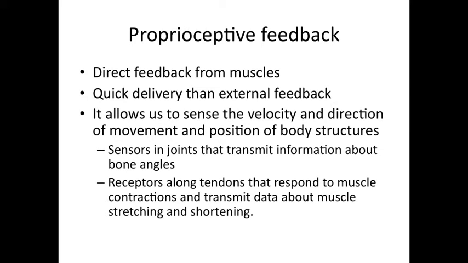There are sensors in joints that transmit information about bone angles. This is specifically the broad structures. There are receptors along tendons that respond to muscle contractions, and they transmit data about muscle stretching and shortening. So let's break this down. It sounds like a lot of physical therapy or sports medicine, where we're talking about receptors, tendons, and muscle contractions.